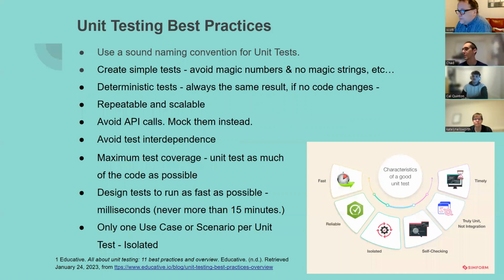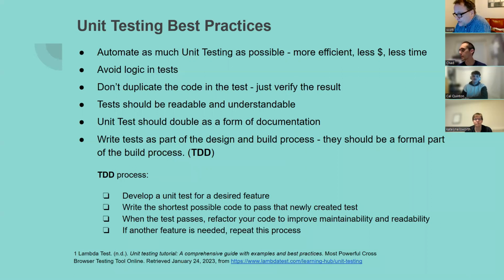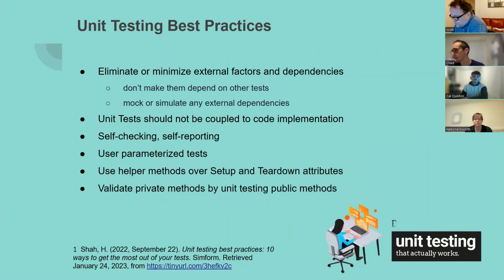Some other important aspects of best practices are naming conventions, readability, and keeping unit tests as an integral part of the entire development process rather than as a separate phase. Best practices also require that tests are not coupled to code and that they are self-reporting and checking. They should use parameterized testing, and they should only validate private methods indirectly by testing their public interfaces.